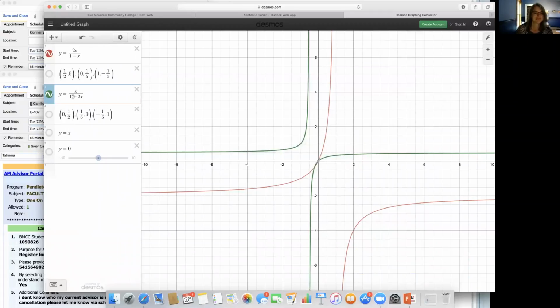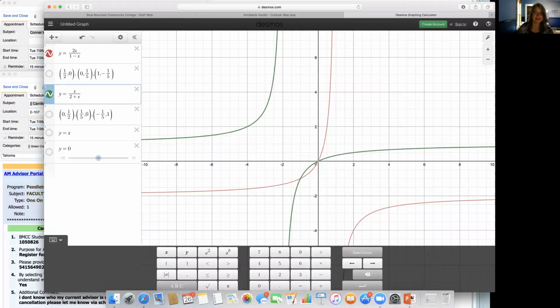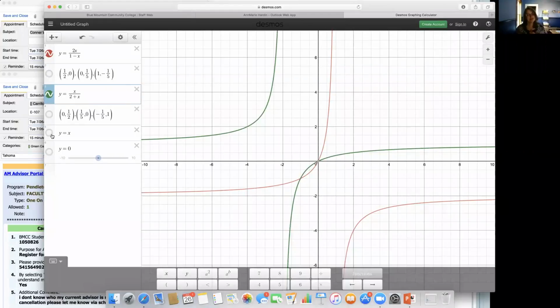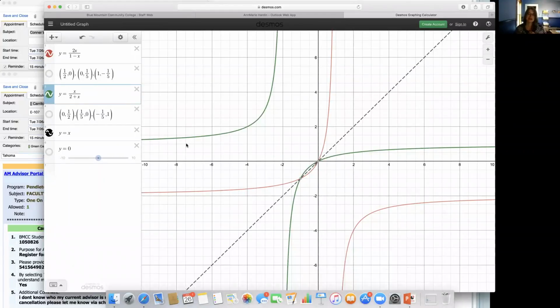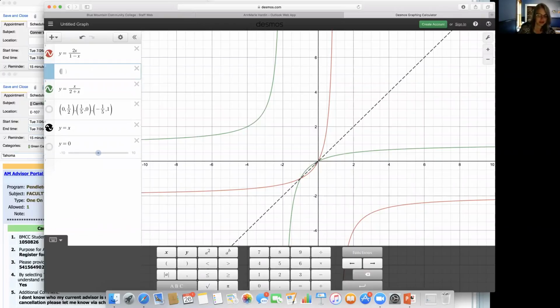Helps if I put in the right function. There we go. Let's turn on my mirror. Yeah, so let's check a few points here. We'll turn these on and we'll move them around. So if I put in x equals 0, I get out 0.